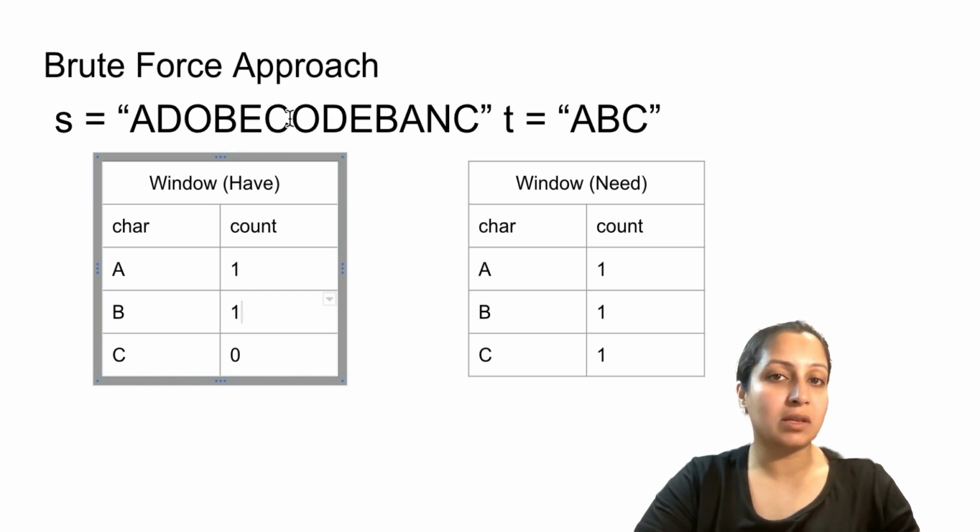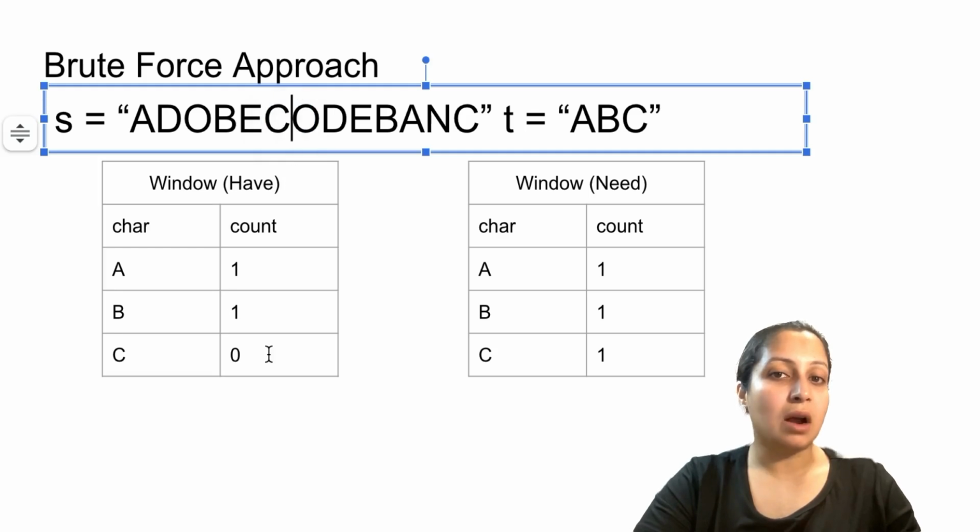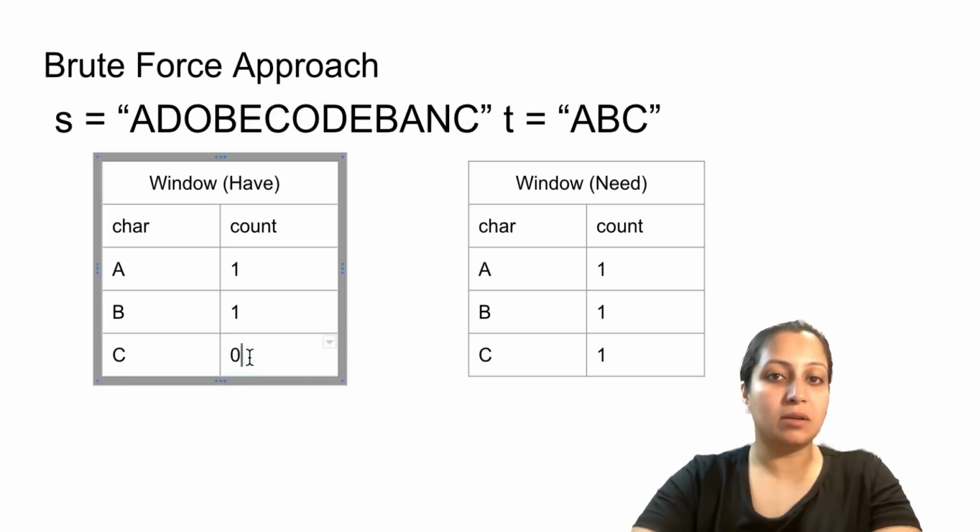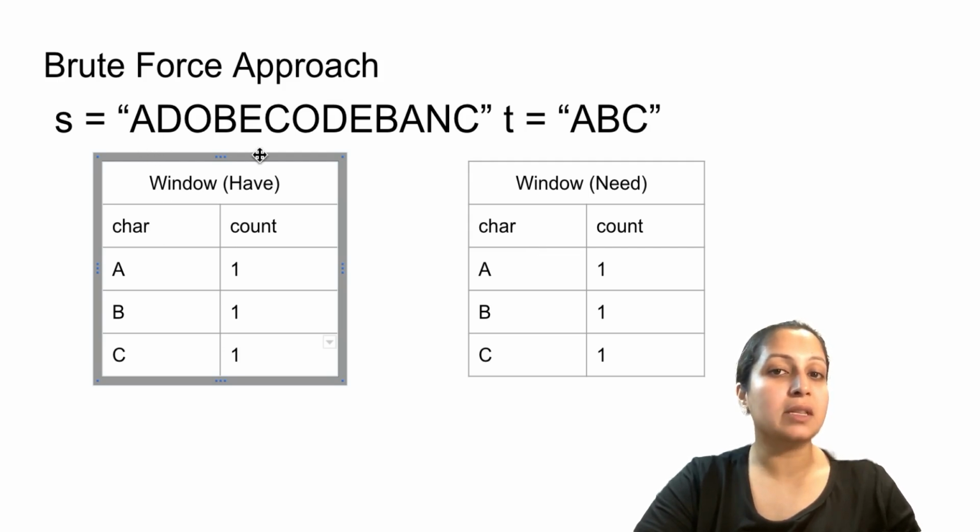Now we come across a C. Now our count of C is equal to 1 here. Is it equal to what we need? Yes, it is equal to what we need. Is the count of A equal to what we need? Yes. Is the count of B equal to what we need? Yes. So we have found a window where all characters of T are there and their duplicates condition is met. And so we have a window of length 6. We can save it in our result and move ahead and check if we find another window.